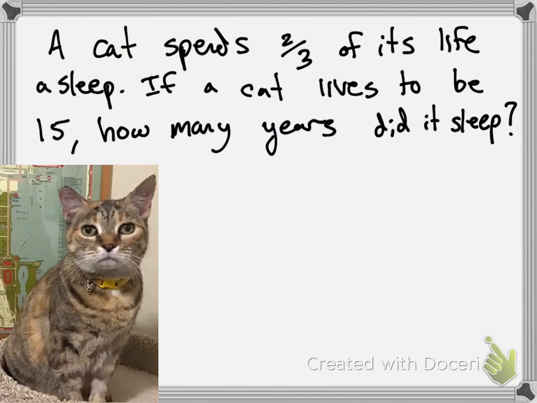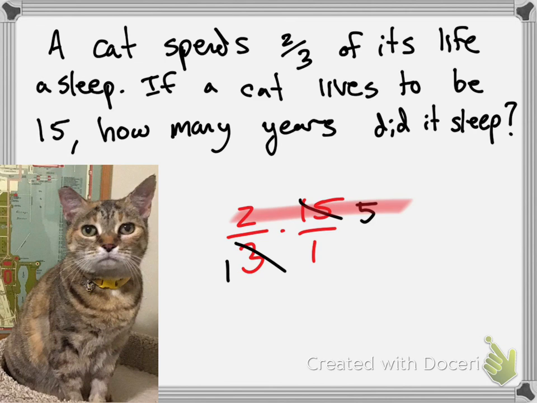I've got this one. A cat spends 2/3 of its life asleep. If a cat lives to be 15, how many years did it sleep? So I got 2/3 times 15 over 1 because we have to make it into a fraction. Ben, can I cross cancel anything? 3 and 15, what are they both divisible by? They're divisible by 3. 3 divided by 3 is 1. What is 15 divided by 3? 5. Perfect.